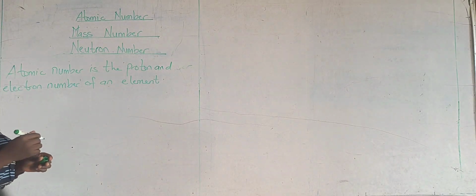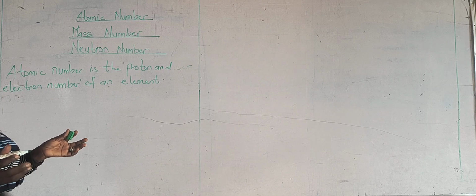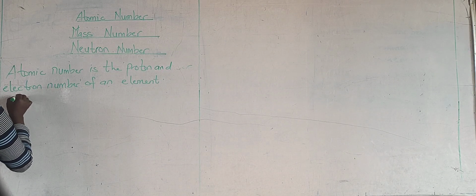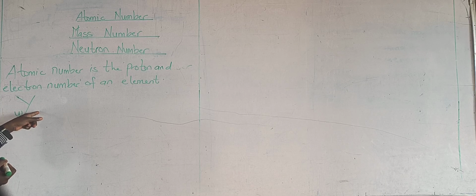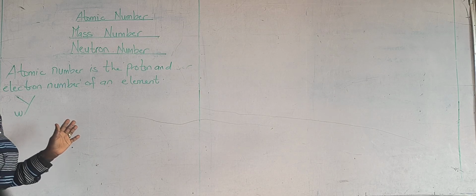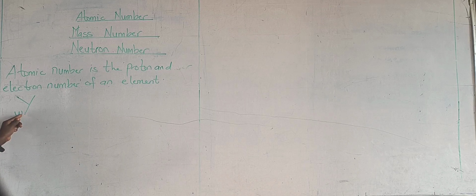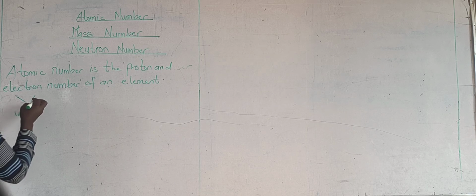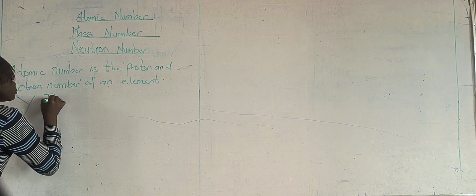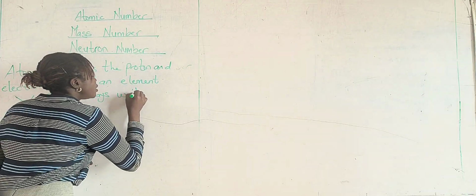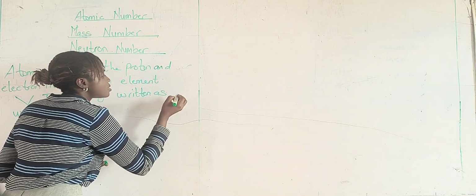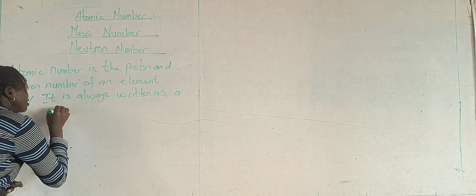Good. Now, let me set an example. Assuming we're given an element Y, having atomic number of W. They can use any alphabet to represent our element. So an element Y is having atomic number of W. Atomic number is always written as a subscript.